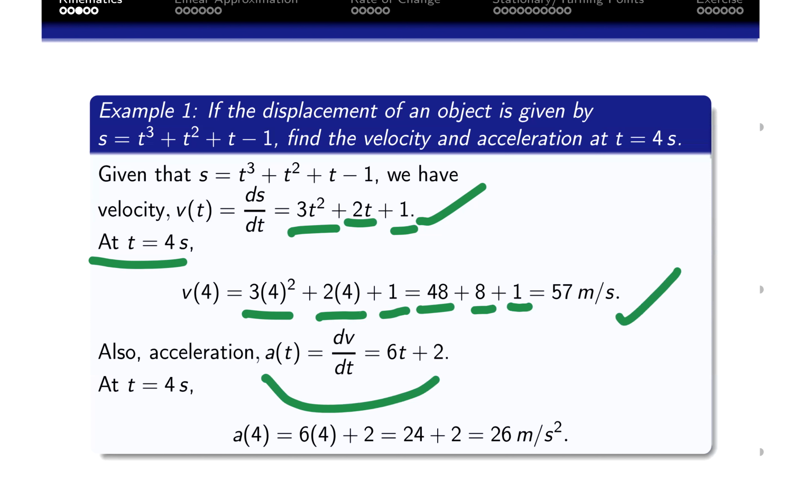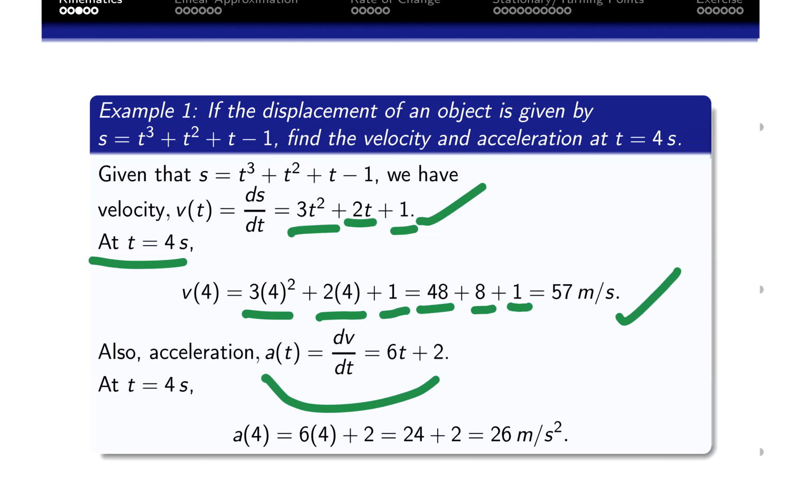And that means you just differentiate the velocity you earlier got. Differentiate 3t squared, you get 6t, differentiate 2t, you get 2, differentiate 1, it's 0 because it's a constant. So now you have the expression for acceleration, right?